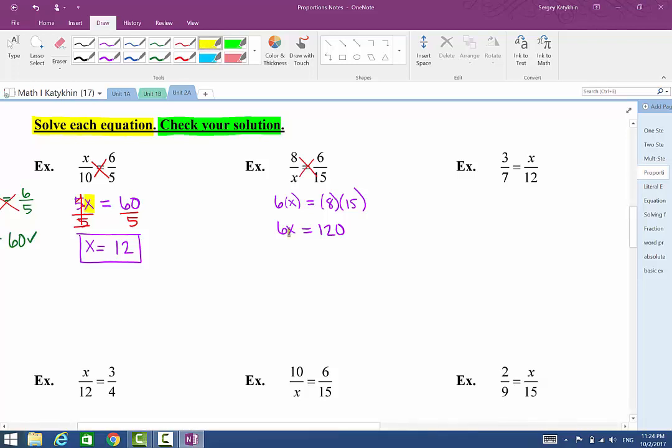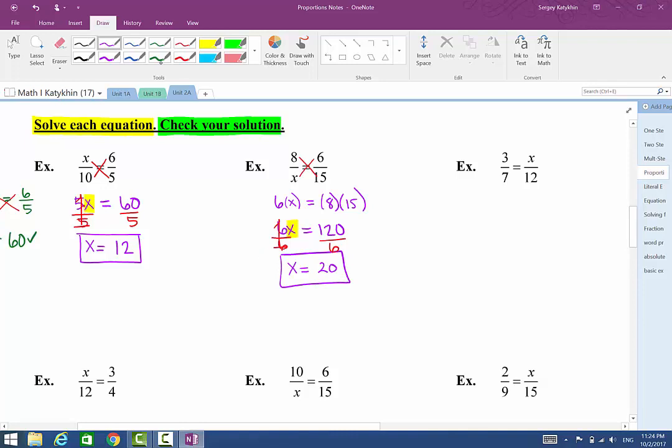Again, to get x by itself, because that's what we're solving for, we're going to divide by 6 on both sides. 6 divided by 6 is going to be 1, and you get x is equal to 120 divided by 6. Well, 6 goes into 12 2 times, and then adding a 0 will give you 20.